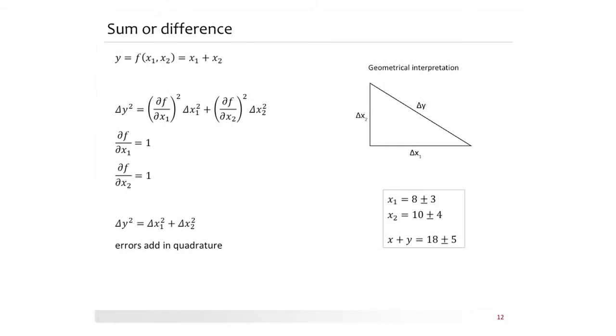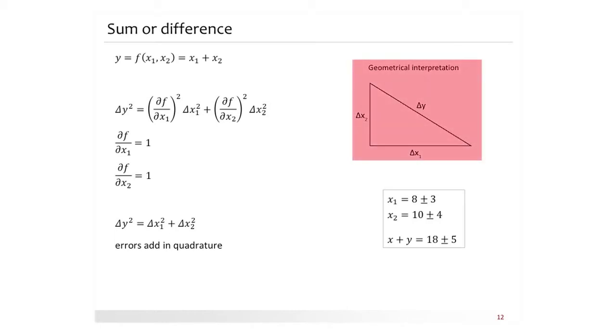So imagine that you calculate now a sum of two numbers, x1 and x2. That works exactly the same for difference. So we apply this formula for two variables: derivative with respect to the first variable squared times its error squared, and the same for the second one. The partial derivative with respect to x1 is simply 1. You consider the other as a constant, so its derivative is 0, and the derivative of this is 1, the same as of the second one. So these derivatives are 1 and 1, and all you have left is just errors squared. So errors add in quadrature when you add or subtract two numbers.